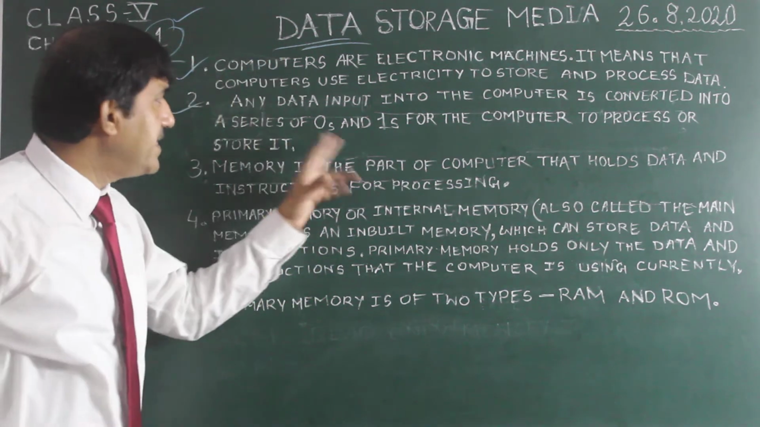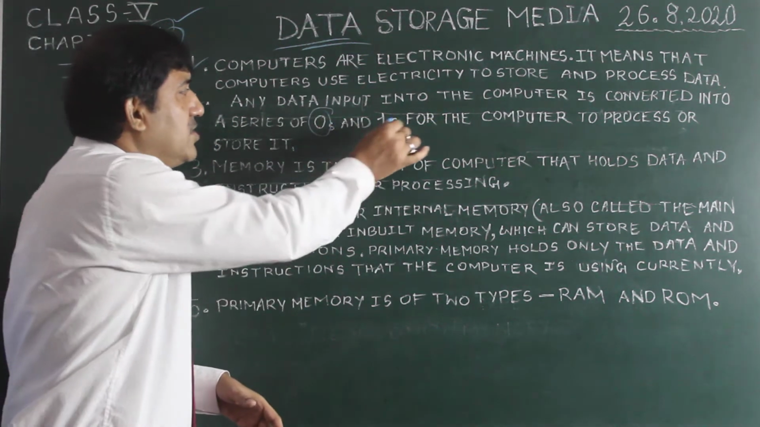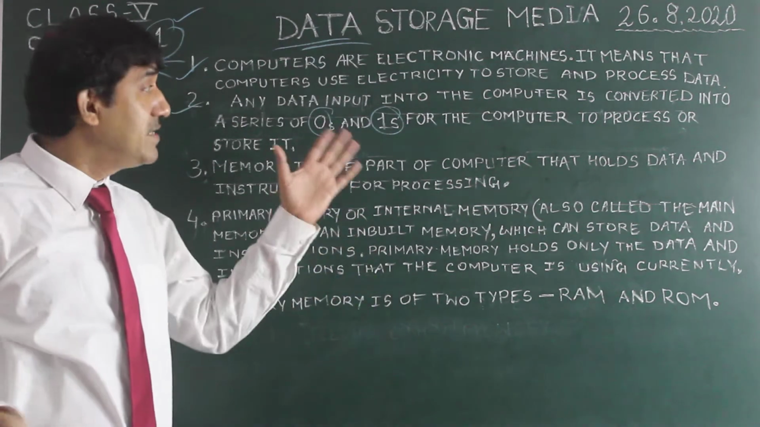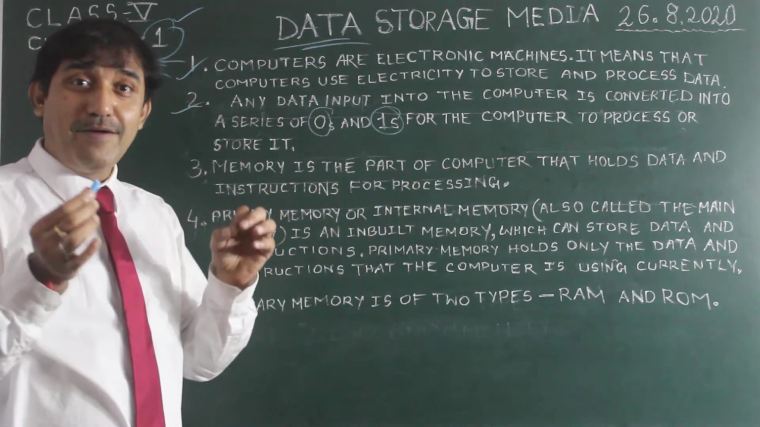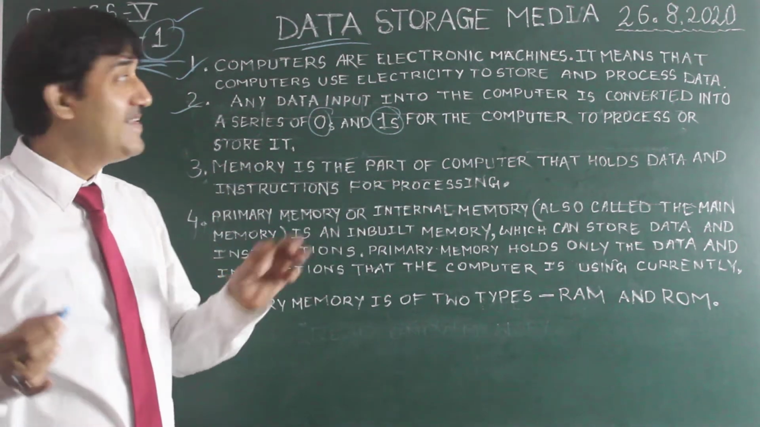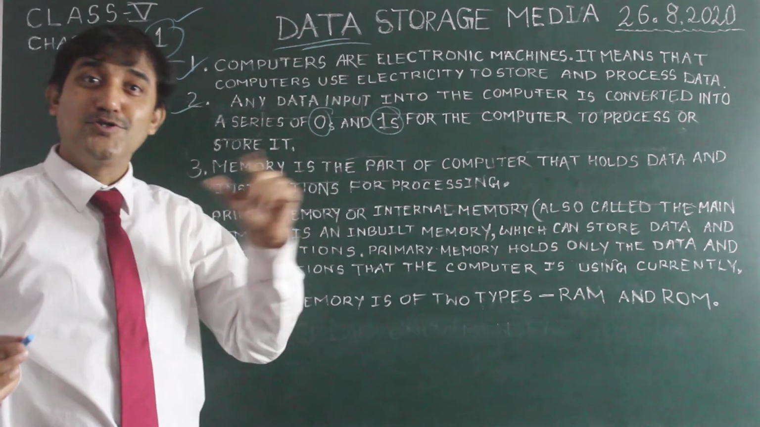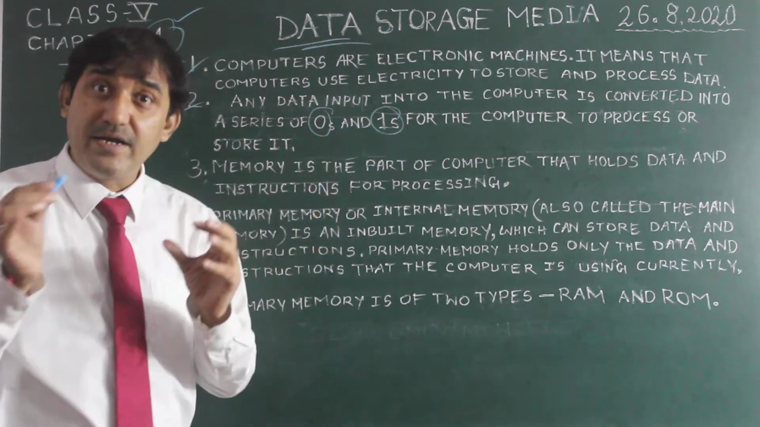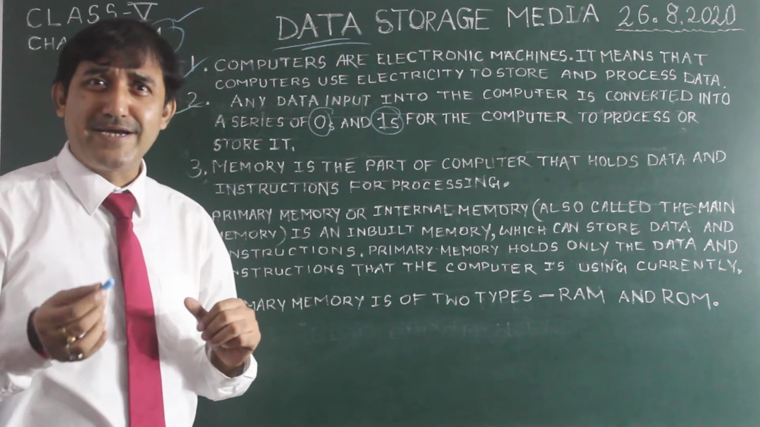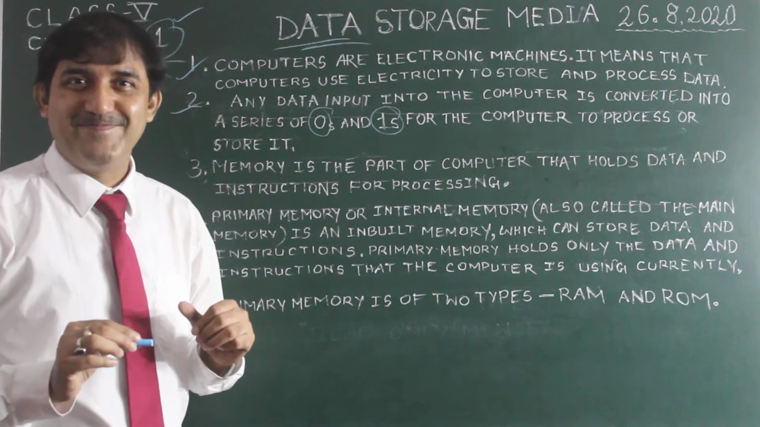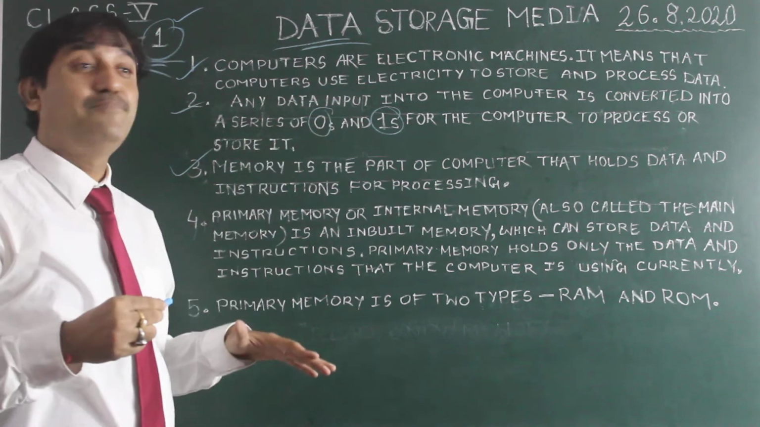Point number 2, any data input into the computer is converted into 0 and 1. Always, zeros and ones. Why? Because it is a binary digit, you know, and it is a particular machine language. Yes, for that reason, for the computer to process and store it. So computer can process only when the computer understands. If the computer will understand, then only it will work. Suppose you are understanding, then only you can write nicely in the exam, right? Okay. Now, clear?